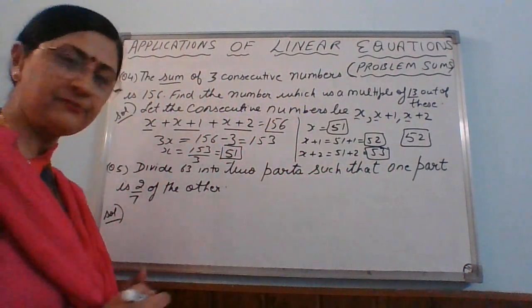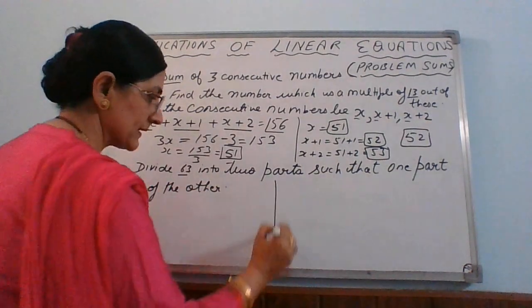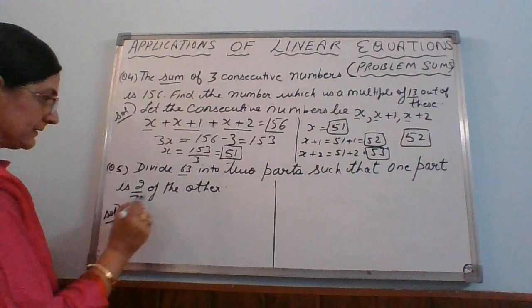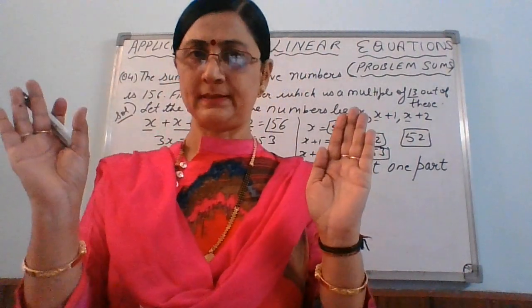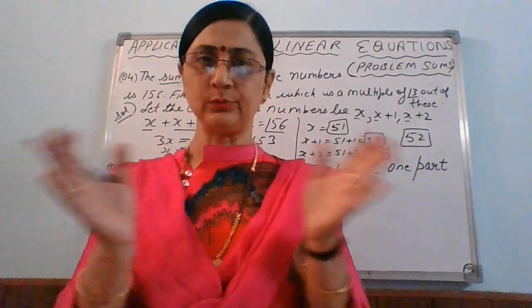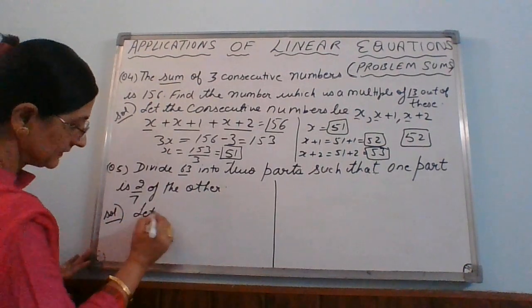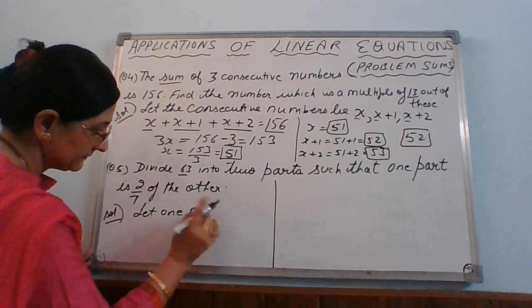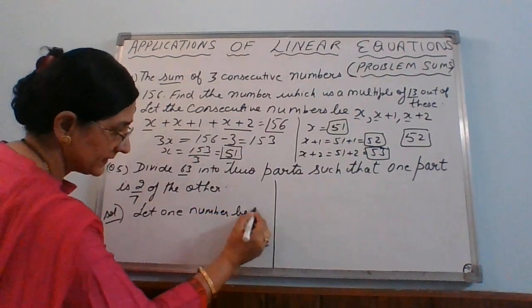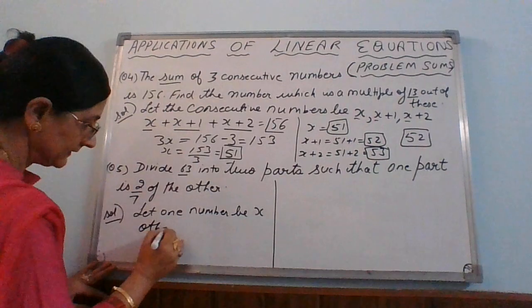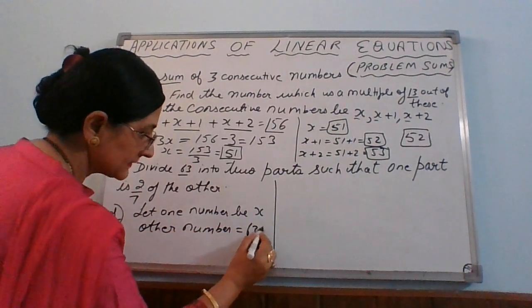Question number 5. Divide 63 into 2 parts. आपने 63 को 2 पार्ट्स में डिवाइड करना है such that one part is 2/7 of the other. आपने 63 को you have to divide it into 2 parts और उन 2 parts में भी कुछ comparison किया है to get the equation, right? So now let one number be x. So other number कैसे निकलता है? Other number will be 63 minus x.